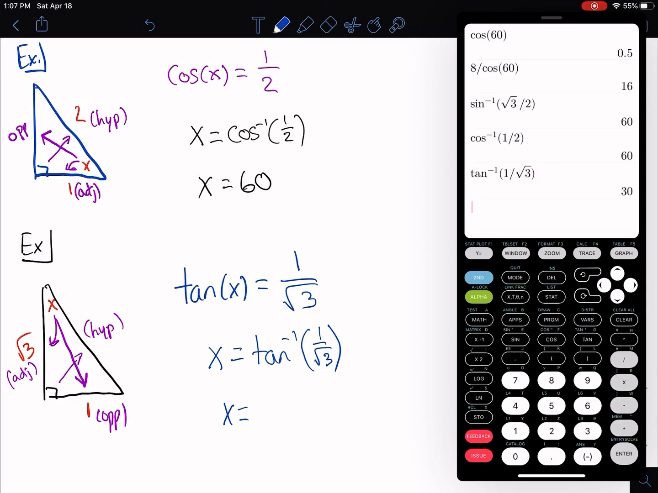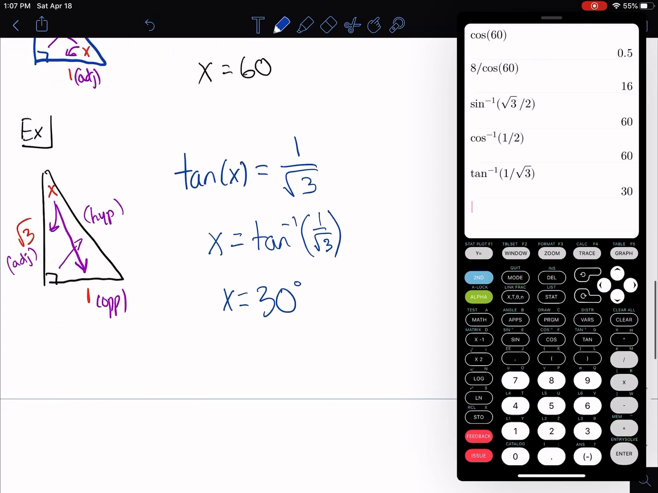And this time we get x equals 30, okay? And that's 30 degrees. Now, when you go to do this on Delta Math, just plug in x equals 30. Do not try and plug in a degree symbol, okay? Don't do it.